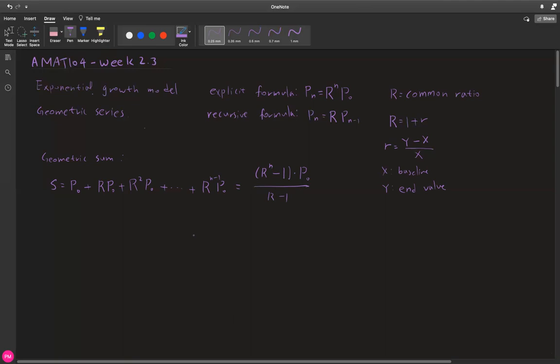So now, knowing this, we can go back to the initial example that we started off with yesterday. This option 2, where you receive 1 penny on the first day, on day 1, and you receive 2 pennies on day 2, and you go all the way up to the 31st day.